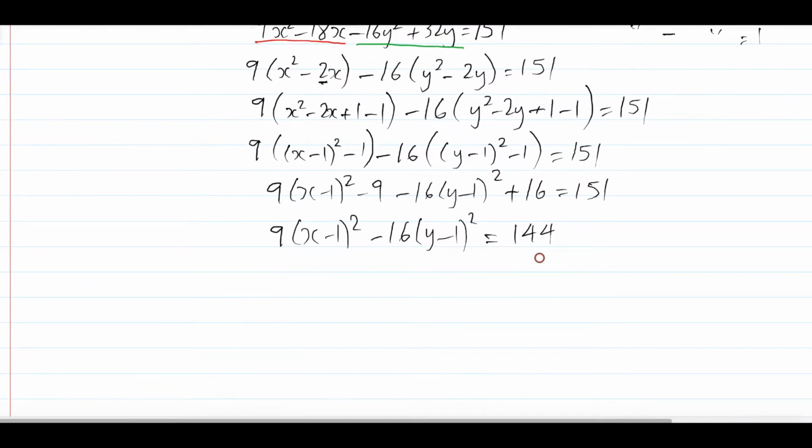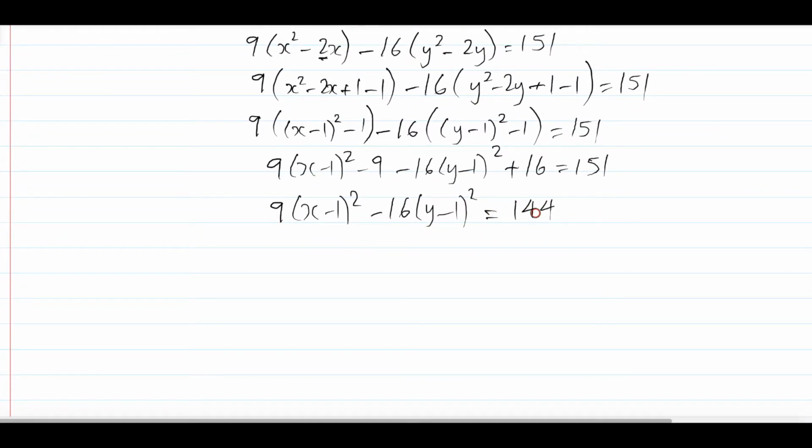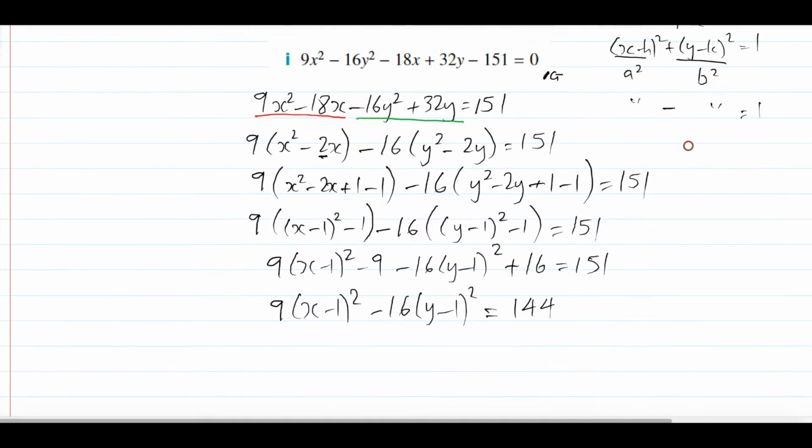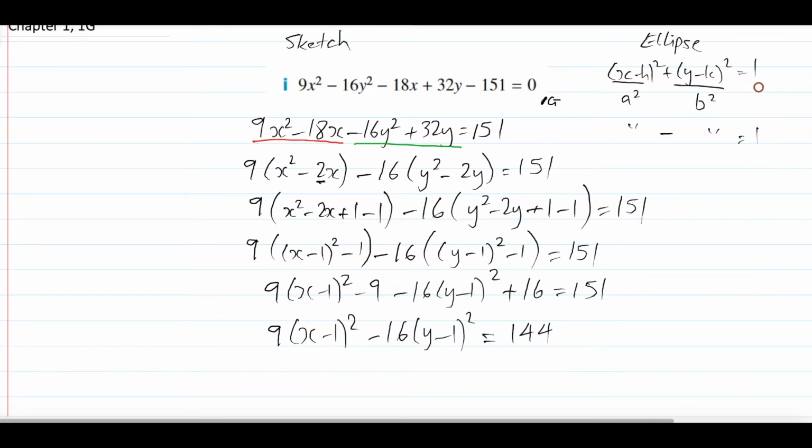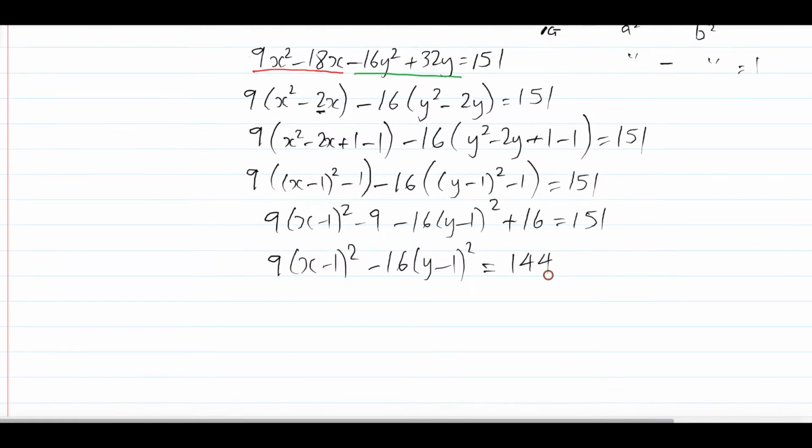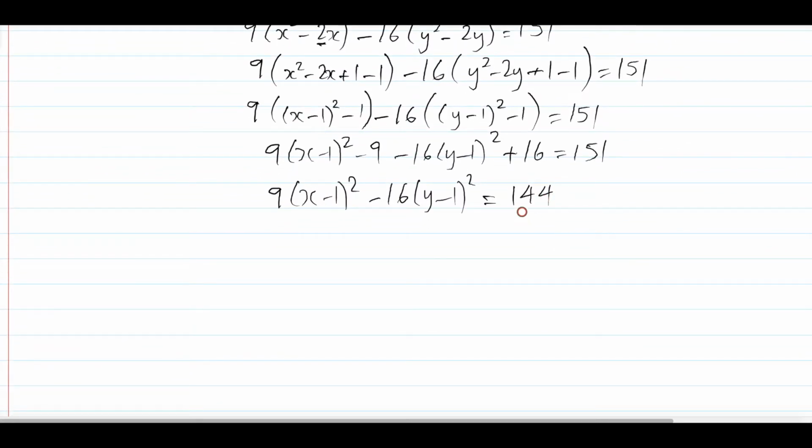144, which is quite nice. And we're not done though, because the general formula once again has a 1 on the right hand side. This is a 144. So what do you do to turn 144 into a 1? Well, if you want to do that, we divide both sides by 144. Pretty simple, right?